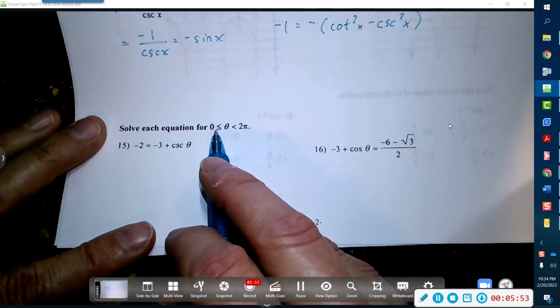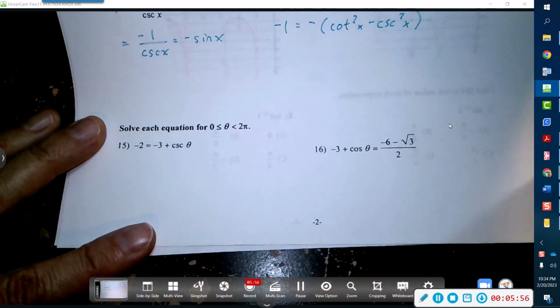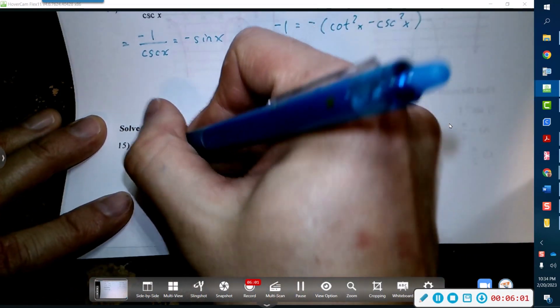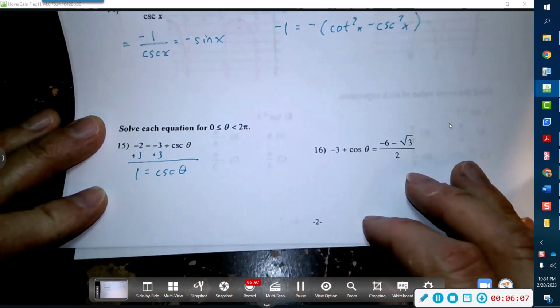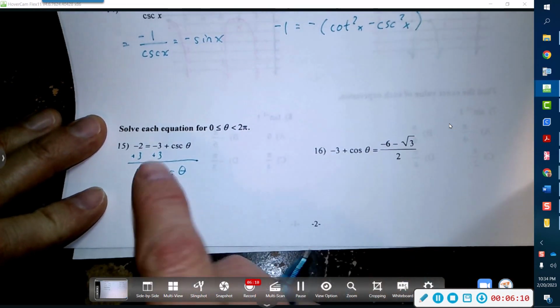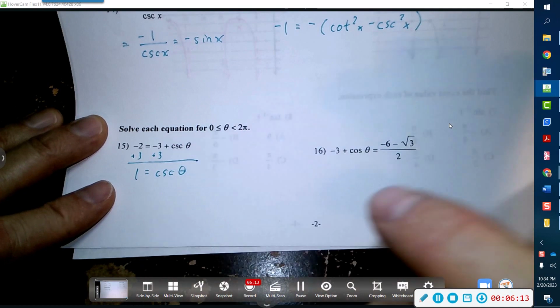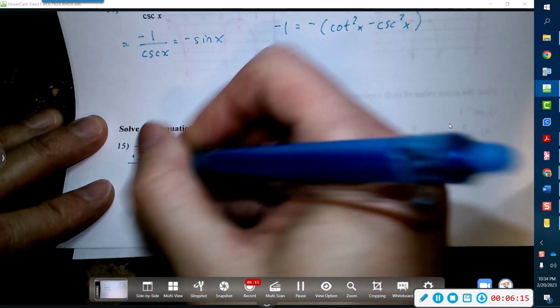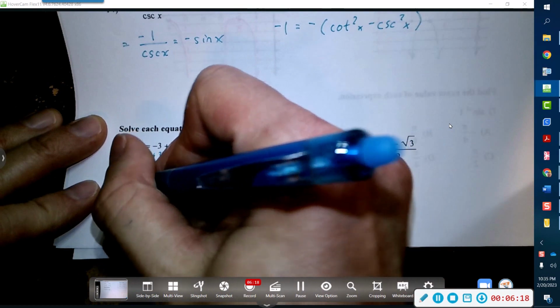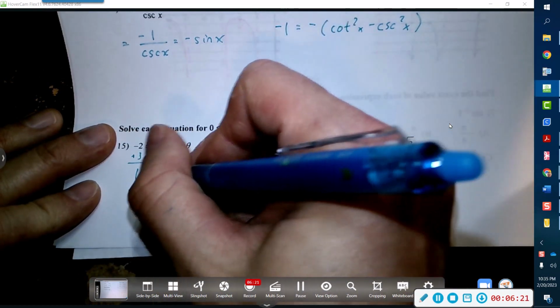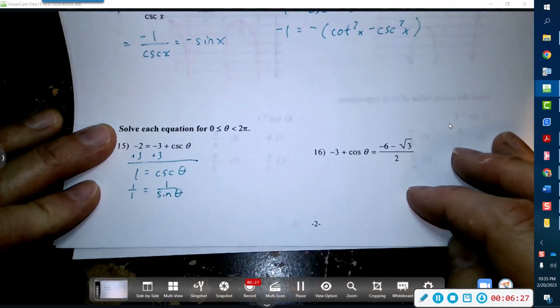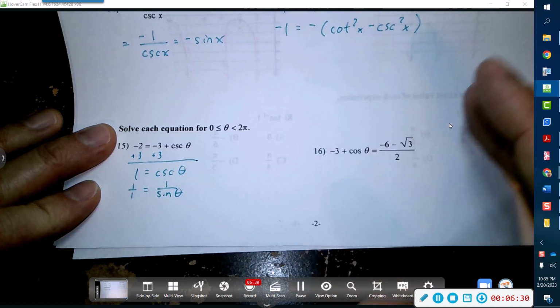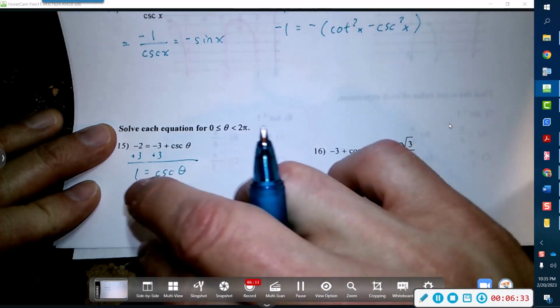So let's go ahead and treat this. Now we're only looking for solutions from 0 to 2 pi, so we don't have to worry about the general solutions. We can just look at the primary. Okay, so we're going to add 3 to both sides, so that this is actually 1. Now I'm going to take the reciprocal of all of it, so I'm going to flip them both.